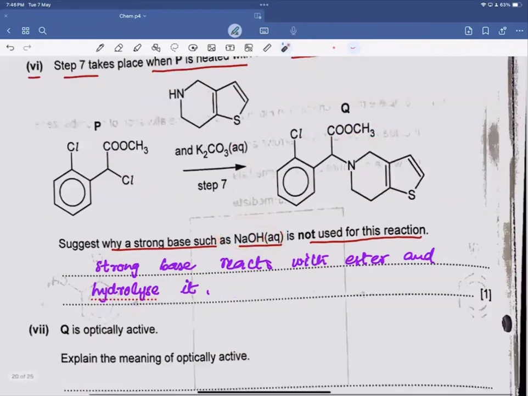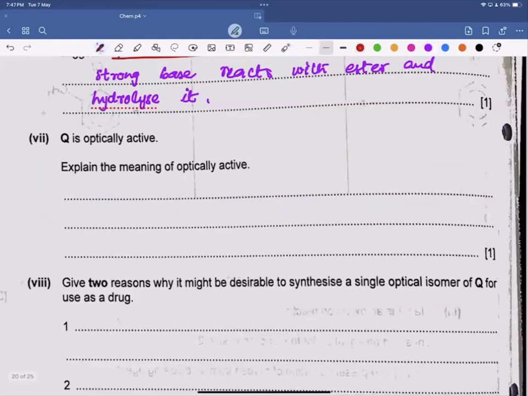Okay. Now, part 8. Q is optically active. Explain the meaning of optically active. There are two important things. Optically active compounds are the ones which have some biological activity, right? And the actual definition is that optically active compounds are those which can rotate plane polarized light.